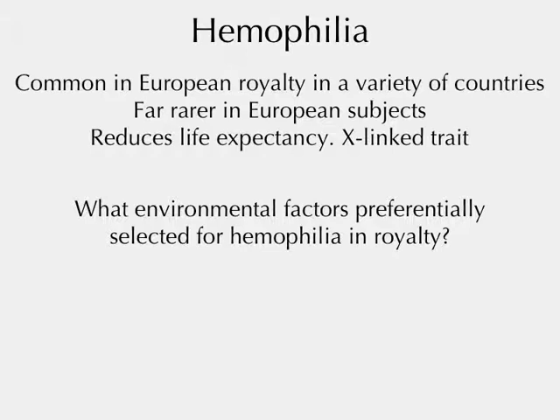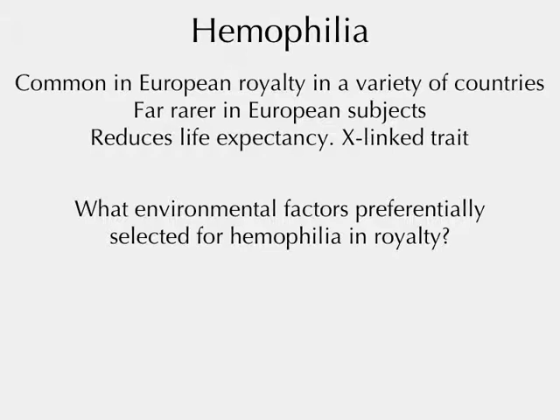Here's a question to show why you might need phylogenetics. So, hemophilia. Lots of European royalty have hemophilia. You cut them and they bleed and bleed and bleed, right? It reduces life expectancy, an excellent trait. So one question you need to ask is, what environmental factors selected for hemophilia in royalty?